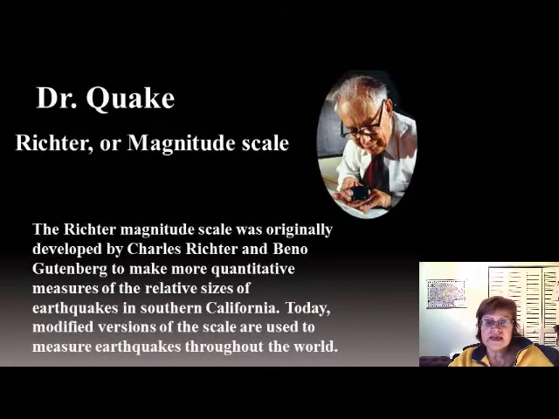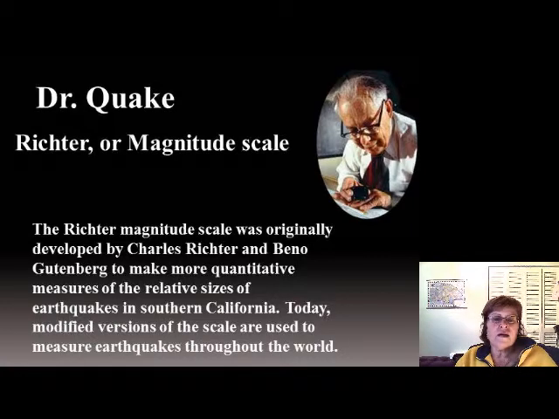So here is the Richter scale. The Richter scale or magnitude scale was first proposed by Charles Richter and Gutenberg, and they wanted to make a quantitative measure which actually measures the amount of energy which gets released during an earthquake. Today, a modified version of this Richter scale has been used all around the world.